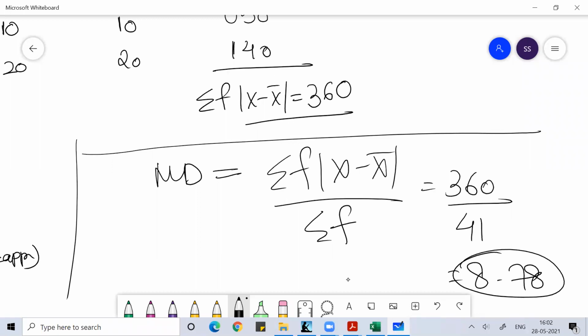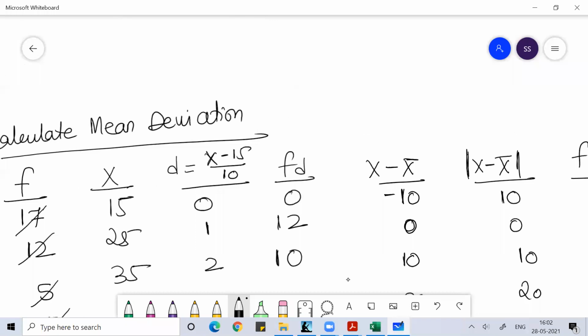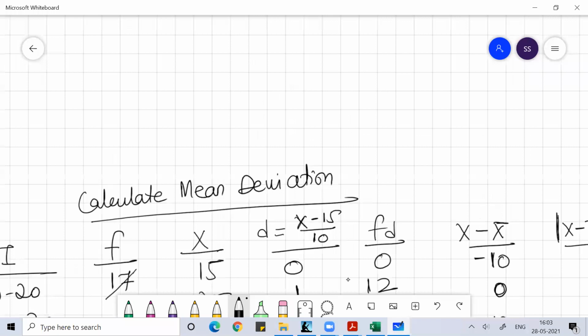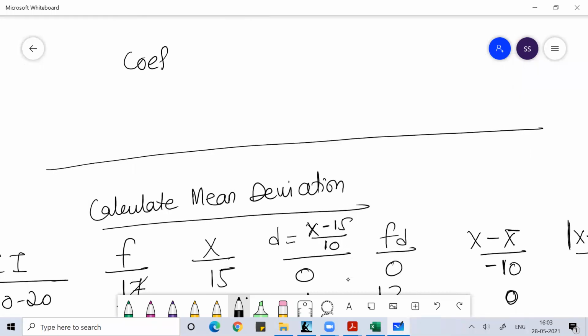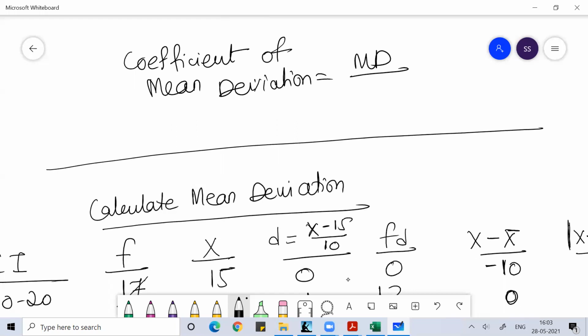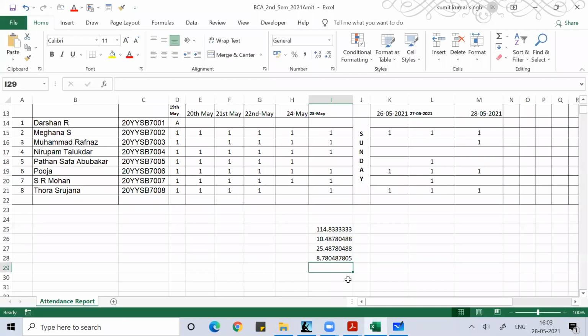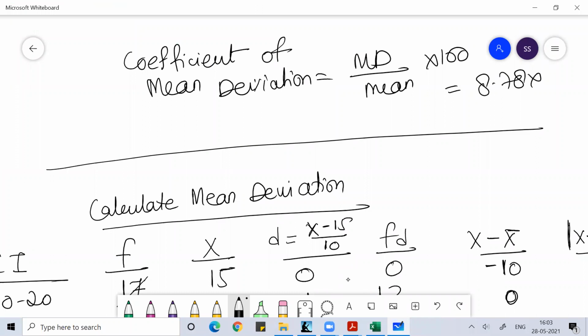If I ask you for the coefficient of mean deviation, that is 8.78 divided by 25. The coefficient of mean deviation basically means mean deviation by average into 100. Here the average is the mean only. So the coefficient of mean deviation is 8.78 into 100 by 25. You solve this, that is your answer.